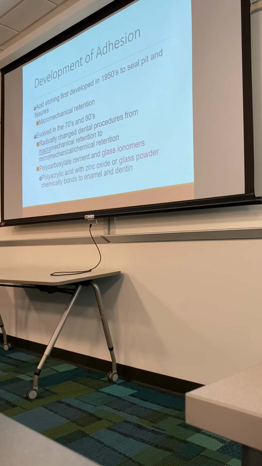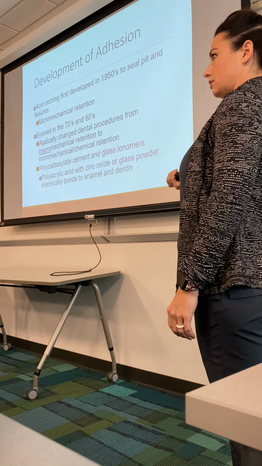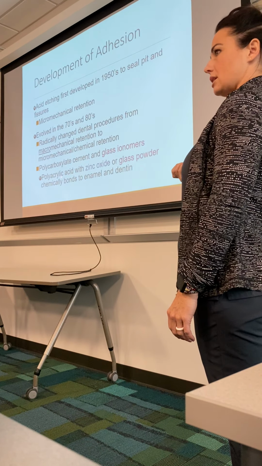So, like I said, started out with the acid etching in the 50s. Then it evolved into macro mechanical retention to micro mechanical and chemical, and then the substitutes of polycarboxylate and glass ionomers. This is just an acid with either a zinc oxide or a glass powder, and that's that chemical composition of it. Okay. Sometimes these will cause hypersensitivity because of this acid right here.